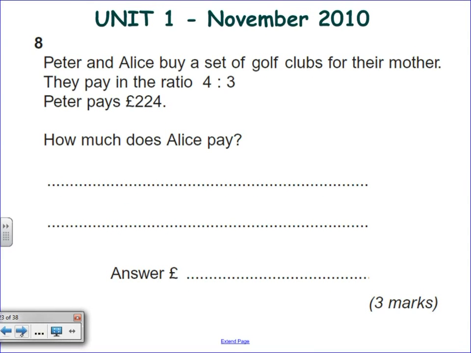Okay. Here's one from an exam. Now if you notice, this is from a Unit 1 exam, so in theory you could use a calculator, but I don't want you to. I think you're good enough to work this out without a calculator.